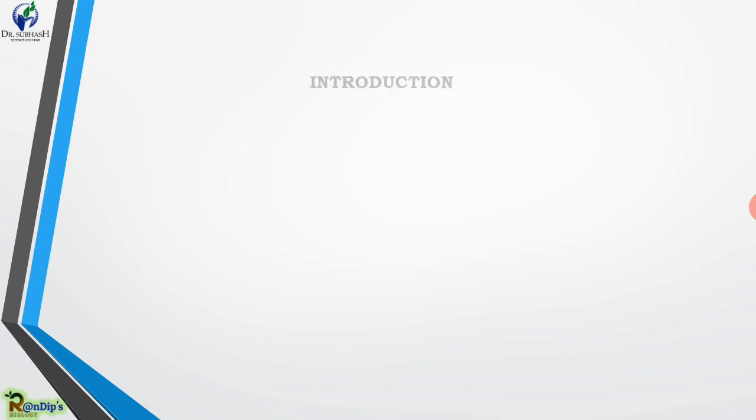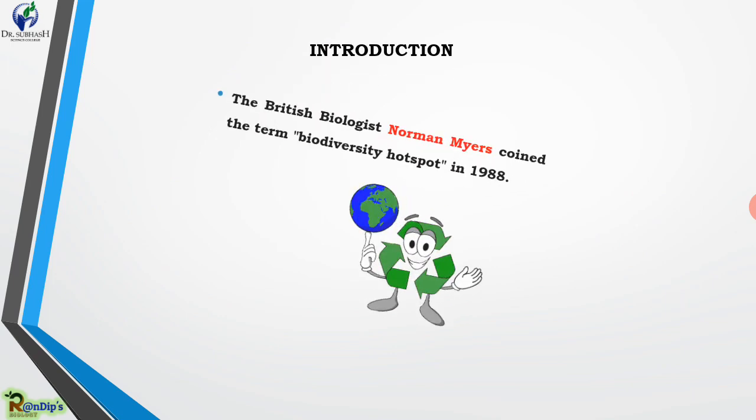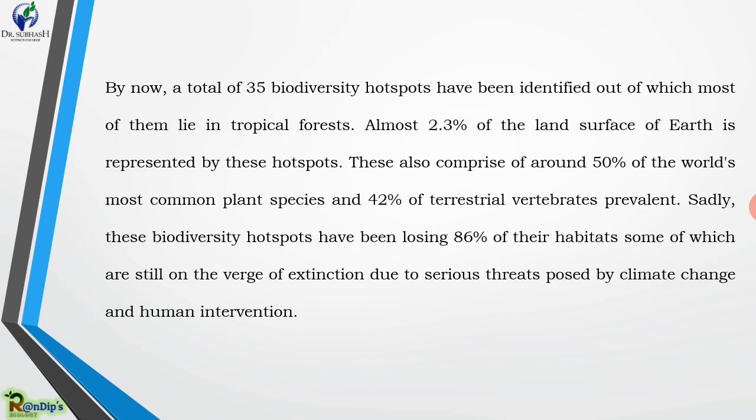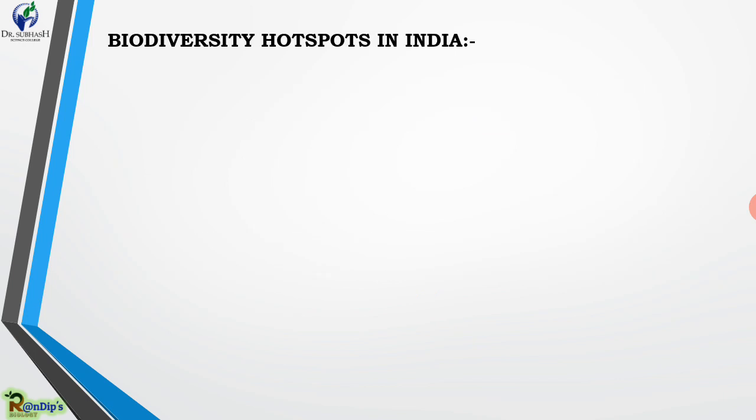Here some introduction is there. We discussed it earlier. The British biologist Norman Myers coined the term biodiversity hotspot in 1998. In all over the world, there are 35 biodiversity hotspots. So now we can go to the hotspots of the world and India.